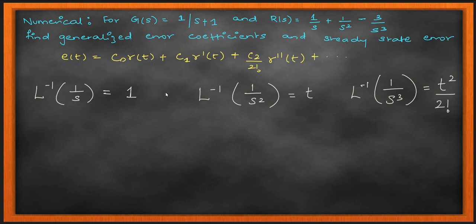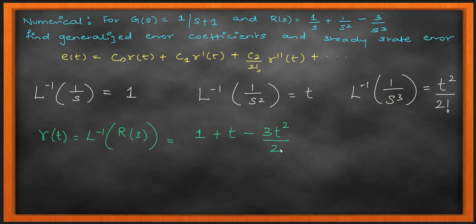That's what I'm trying to say. This 1 by s plus 1 by s square minus 3 by s cube, they are inverse compatible, meaning that you can directly apply the inverse, and you are going to get it as 1 plus t minus 3t square by 2. Alright, and then your r dash of t is 1 minus 3t.